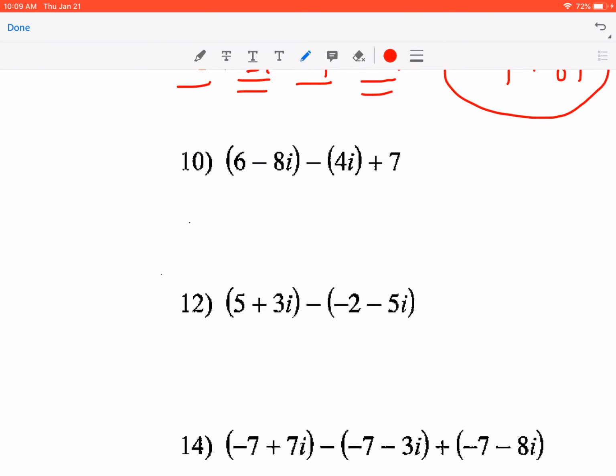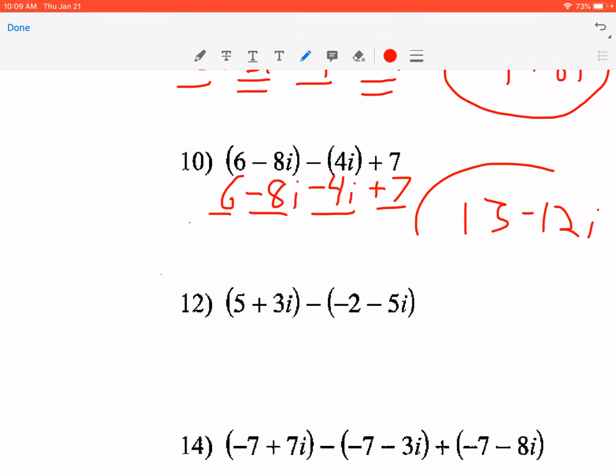All right, be careful here. The whole thing is not in parentheses, so we're just having a minus 4i here plus 7. And then nothing changes with the 6 minus 8i. You really didn't even need parentheses here. All right, real with real. 6 plus 7, 13. Negative 8i and a negative 4i. If you did keep flip change, it's negative 8i plus negative 4i. That should be minus 12i. Best you can do right there.